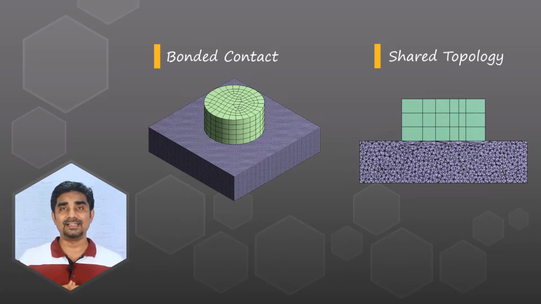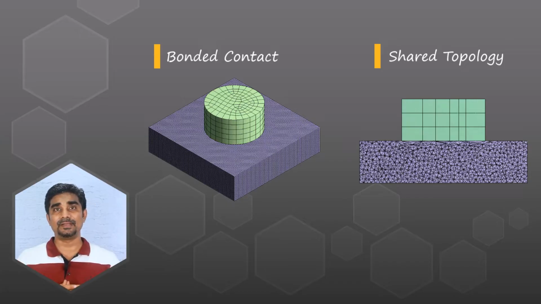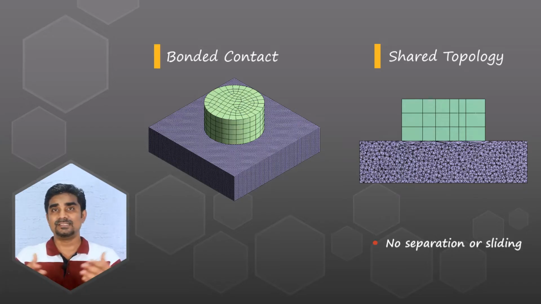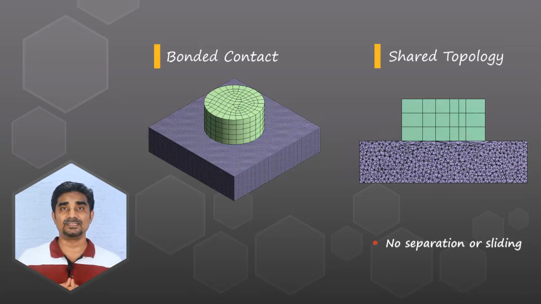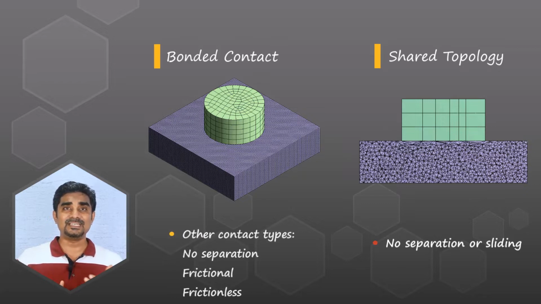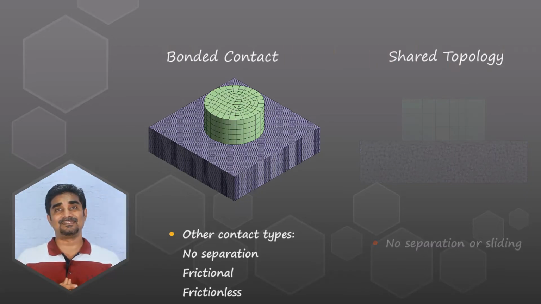A side note is that if the parts are expected to separate or slide from each other, shared topology is not appropriate. Because the degrees of freedom are continuous for shared topology, any relative movement between the parts is not allowed. For such situations, we must use contact. As mentioned before, besides bonded contact, there are other contact behaviors such as no separation, frictional, and frictionless contact that we can utilize to allow separation or sliding between touching parts.